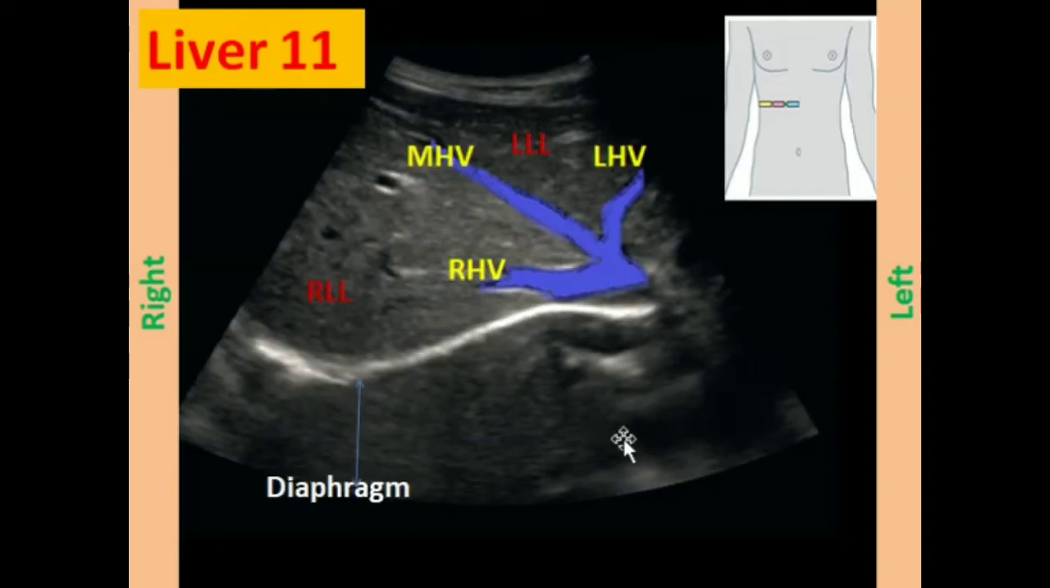This is that same image with the left hepatic vein, middle hepatic vein, and right hepatic vein marked. That is the diaphragm, which is hyperechoic. This area belongs to the right lobe of the liver, and this is the left lobe of the liver. Basically, the middle hepatic vein separates the left lobe from the right lobe.